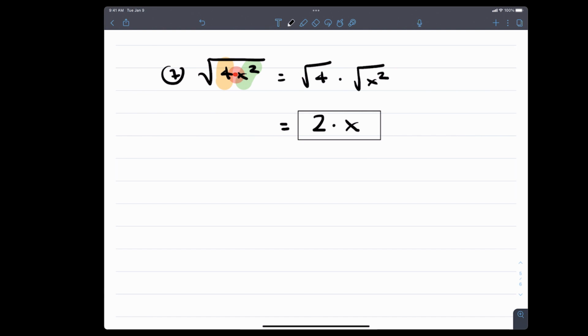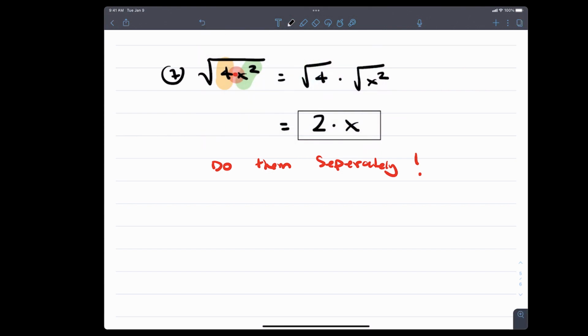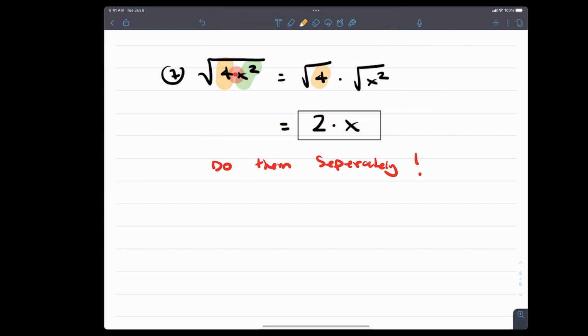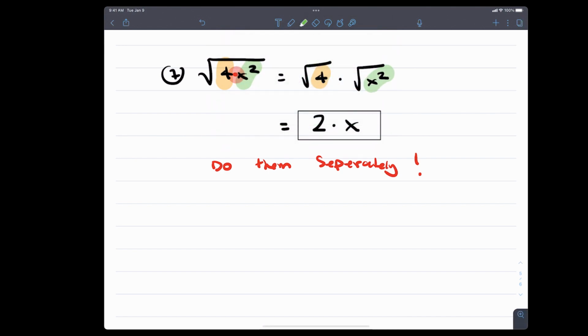Just do them separately. I'm going to write this down. Just do them separately. And there you go. Easy. What's the word? Easy breezy? You guys ever heard that? Well, be careful. I'm not going to use the word cancel. I'm going to use the phrase: we take the square root of 4, and we take the square root of x squared.